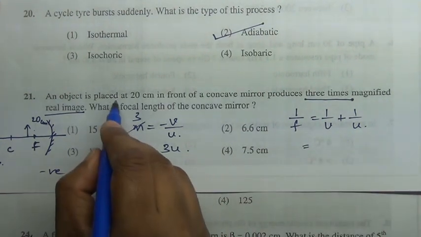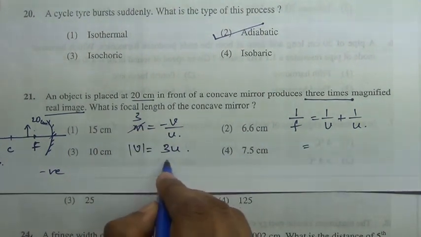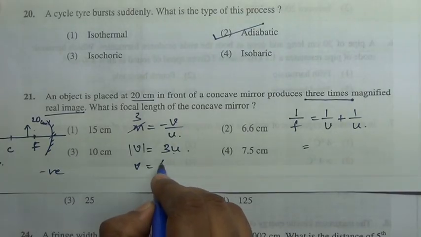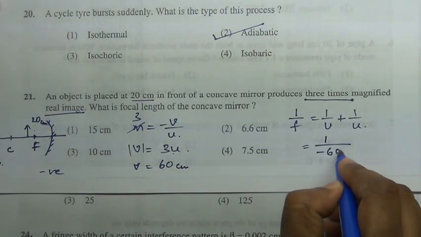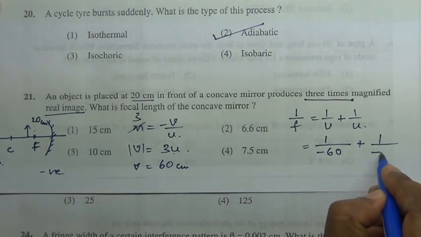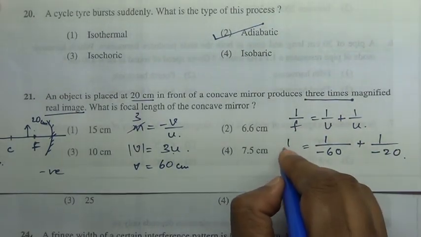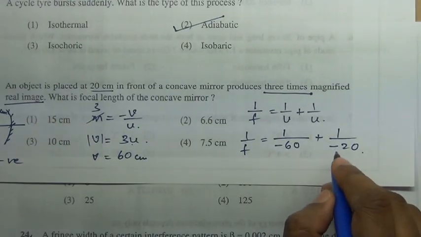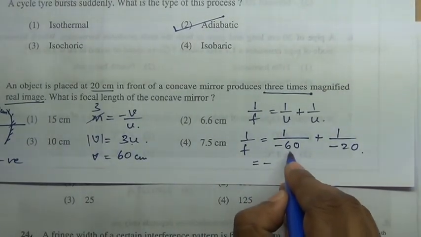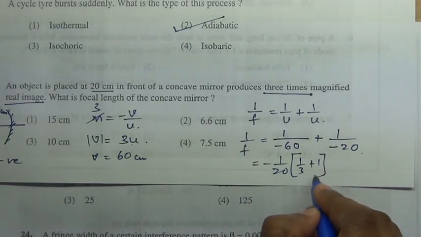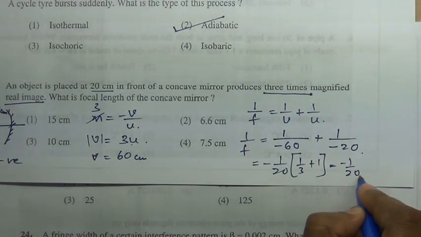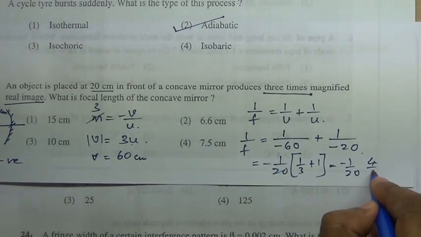Object distance is 20 cm. If object distance is 20, image distance is 60 cm. This is 1 by v, minus 60, plus 1 by u, minus 20, is 1 by f. We have to simplify this. Minus 1 by 20 common factor, it is 1 by 3 plus 1, which is minus 1 by 20. This is 4 by 3.